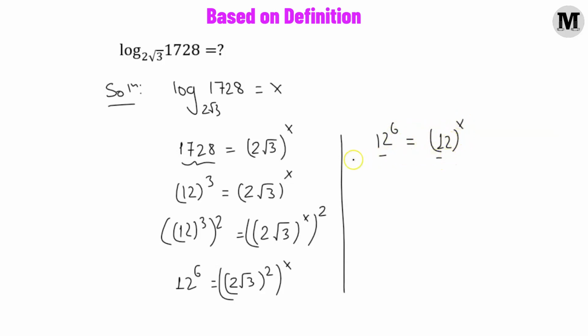Now you can see that the bases are the same, so that means x will be equal to 6. Since x is equal to 6, and this is simply the value of the log, the answer is 6. So this is the final answer.